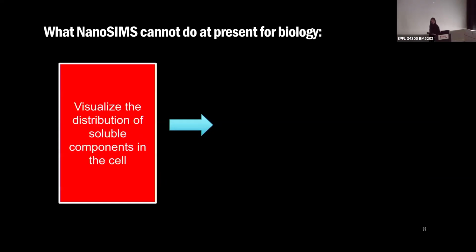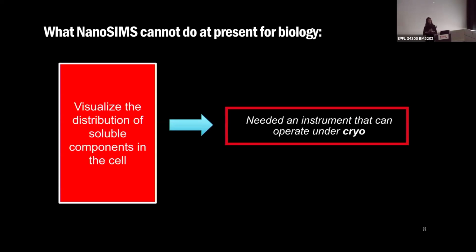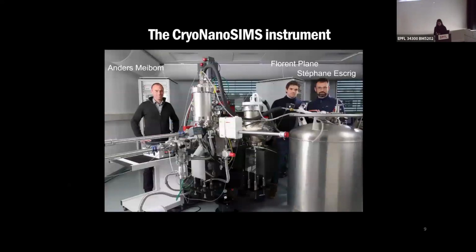and see where they are and what their function is, you would need an instrument that can actually work under cryo. Because currently cryopreservation is the best way you can actually keep all the soluble components in the cell intact and be able to look at them. And so you need an instrument that can work under cryo. And this was what was done by Professor Anders Meibom here and his team. And so they basically took a conventional room temperature NanoSIMS and made it completely cryocompatible.